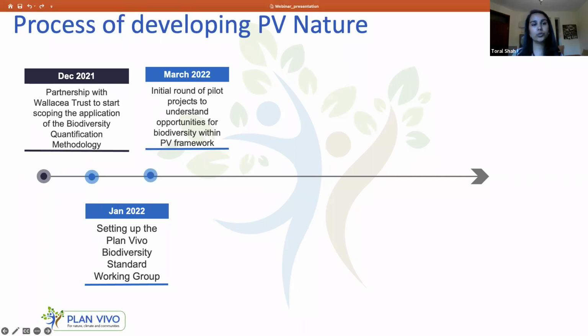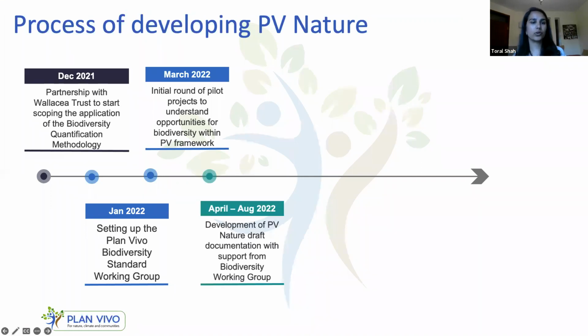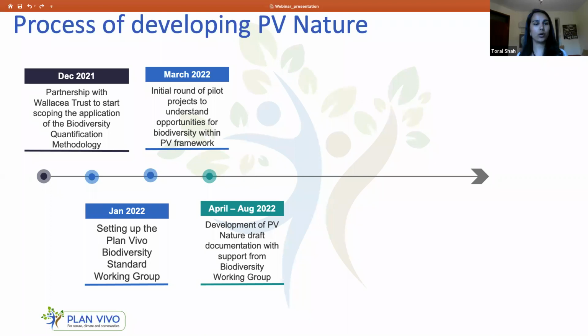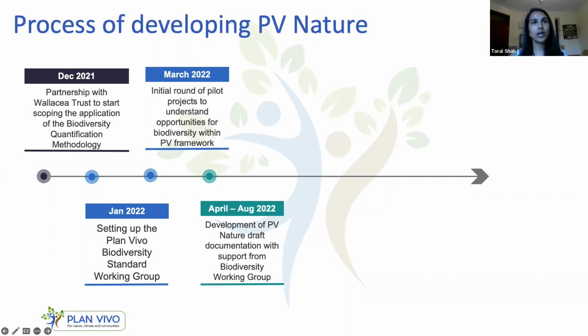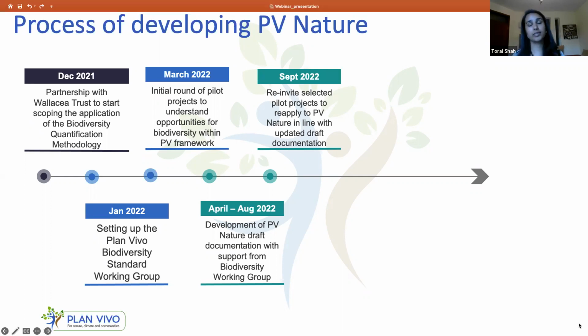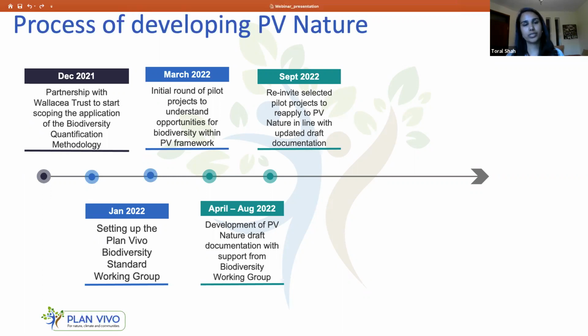Shortly after, in March 2022, we received an initial set of pilot project applications, and these were largely focused on the biodiversity metric and monitoring side of it. And this was really helpful for allowing us to understand how to best align our biodiversity objectives within the core Plan Vivo values and within our standard. The subsequent months were followed by the development of the first draft of PV Nature with support and guidance from our working group, and the decision to keep it very closely aligned to our core values and our carbon standard version 5. In September 2022, we reinvited a selected number of pilot projects to apply to PV Nature in line with our project requirements. And I will talk a little bit more about the pilot projects later in the presentation.